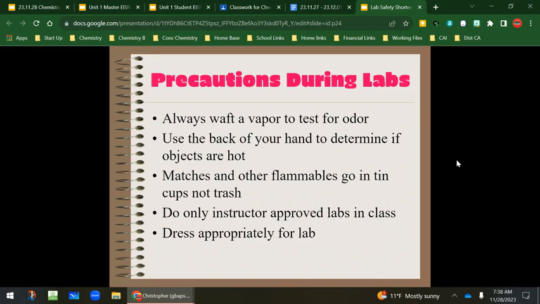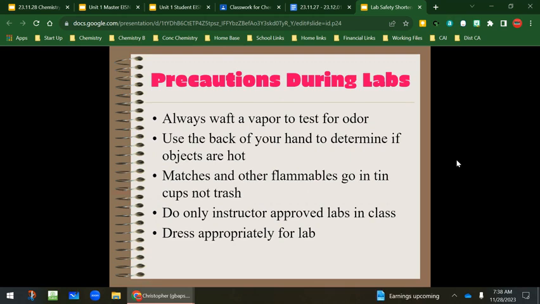Use the back of your hand to determine if an object is hot. Any idea why you use the back of your hand? The front of your hand is more sensitive. Actually, the back is a little bit more sensitive than the front, only because most people have calluses and things built up on the front. And that is one of the reasons. But the other reason is this.